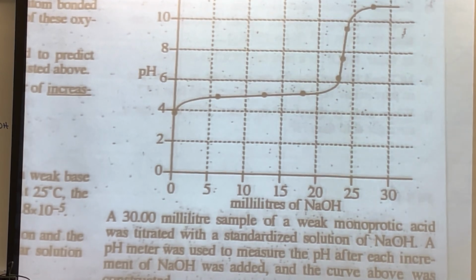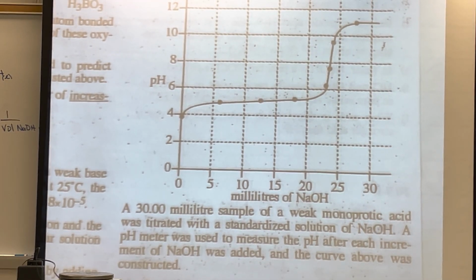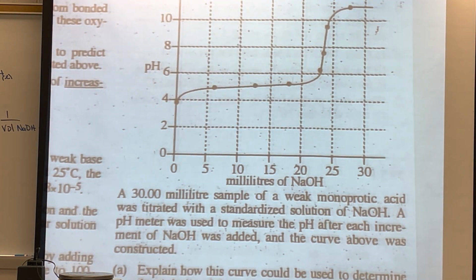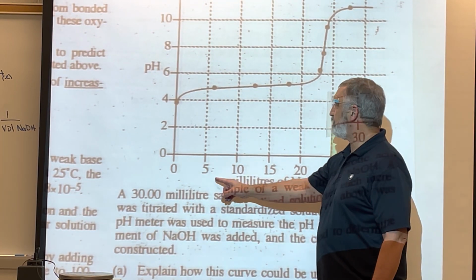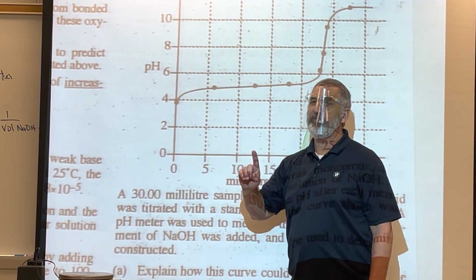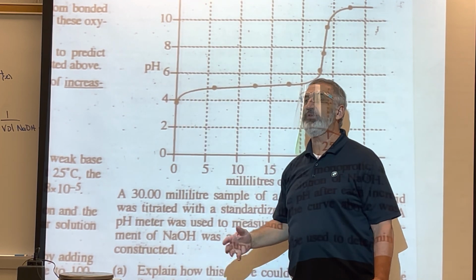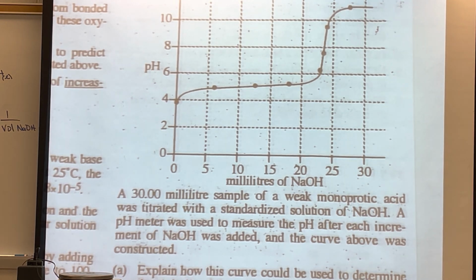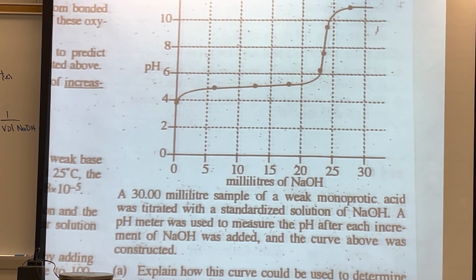This is what a titration curve is going to look like for a weak acid that is titrated with a strong base. So we're adding milliliters of NaOH and we're tracking the pH as we go. Now, if I'm just looking at the graph, how do I know it's a weak acid? What's the starting pH? Just less than 4, almost around 4. A strong acid is going to be 0 to 1. Anything higher than that is going to be considered a weak acid. Okay?